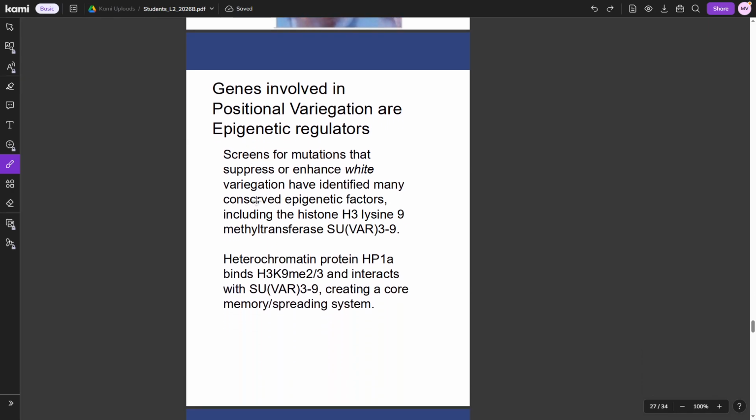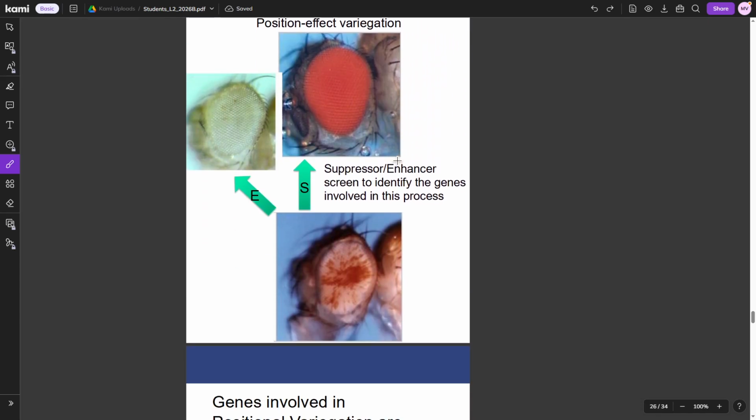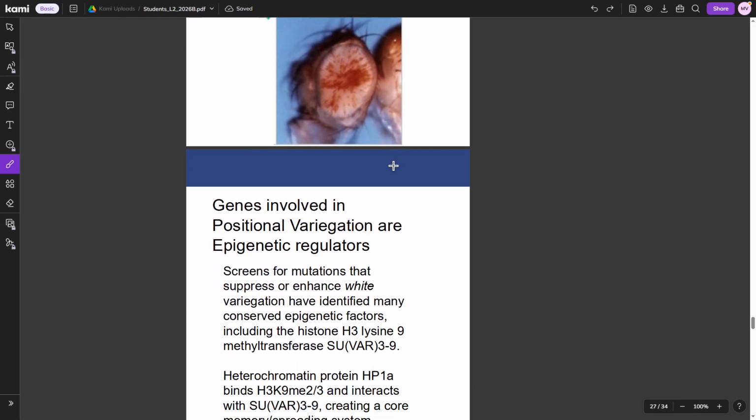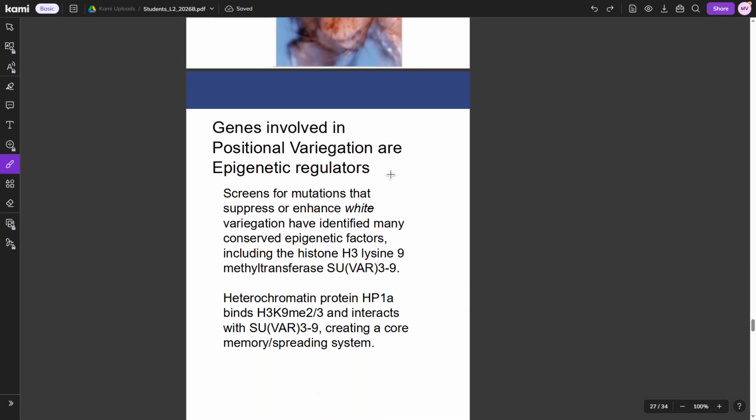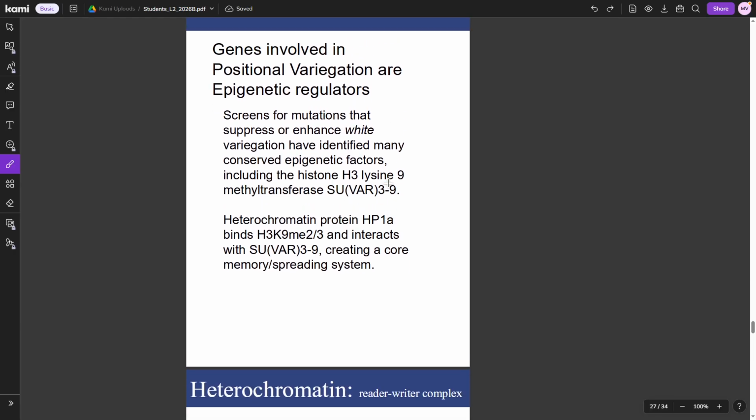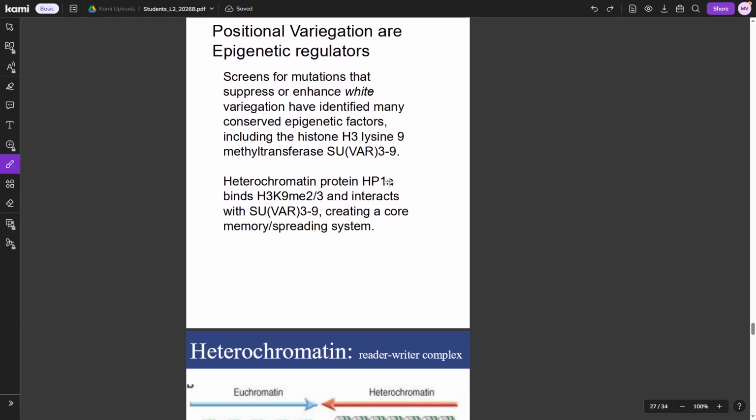And here they talk about a lot of different things. All they're trying to say here is that the genes involved in these kind of movements of chromosomes are epigenetic regulators, I believe. So I genuinely don't think that this stuff is that important, to be honest. There's a lot of stuff in these lectures that I don't think is super helpful. But there's also a lot that's super helpful as well. So it's one of those things where you have to pick and choose what's important.